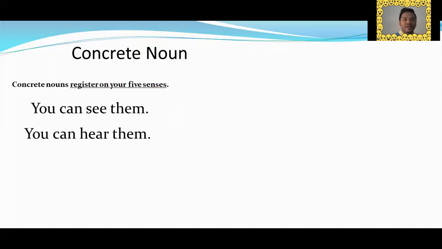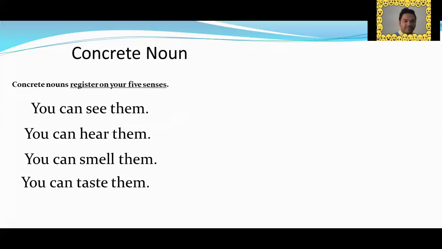As simple as that. Which means that you can see them, you can hear them, you can smell them, you can taste them, and you can even touch them. So anything you see, like I have here with me my coffee mate, this is one of the examples of concrete noun. I can see I have here my cup. So I have here my cup with me.